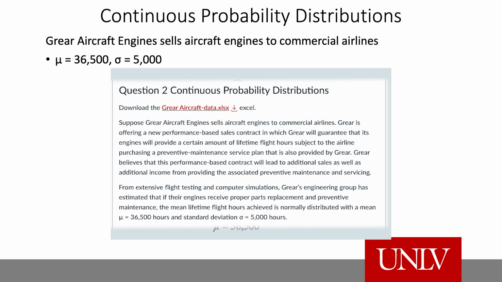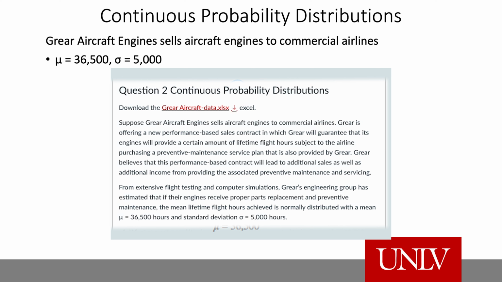For question 2, suppose Grill Aircraft Engines sells aircraft engines to commercial airlines. Grill is offering a new performance-based sales contract in which Grill will guarantee that its engines will provide a certain amount of lifetime flight hours, subject to the airline purchasing a preventive maintenance service plan that is also provided by Grill. Grill believes that this performance-based contract will lead to additional sales as well as additional income from providing the associated preventive maintenance and servicing.